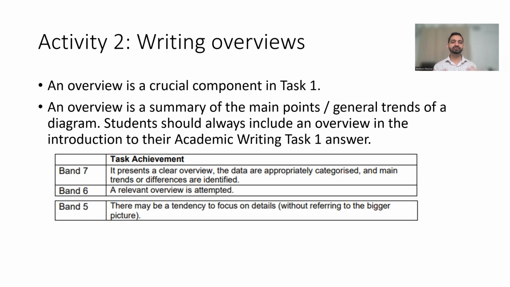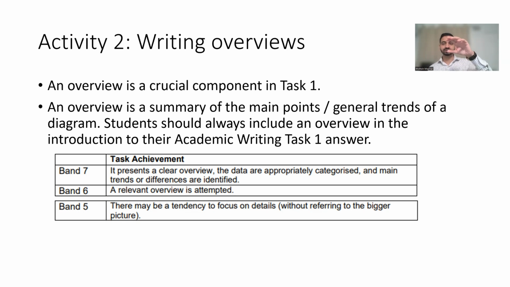What is an overview, by the way? An overview is a summary of main points. A summary, it's not specific information. It's general information. It's the main points, general trends of the diagram. Students should always include an overview in their academic writing task 1. And an overview can also be written right after the introduction.